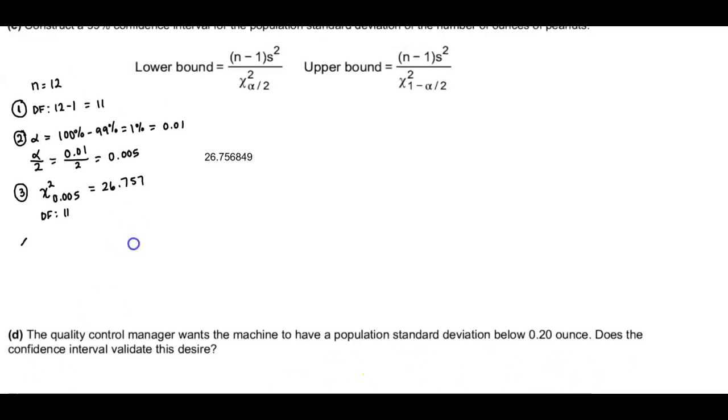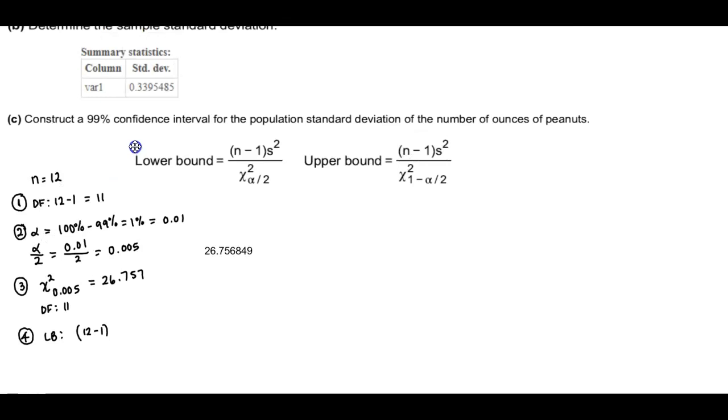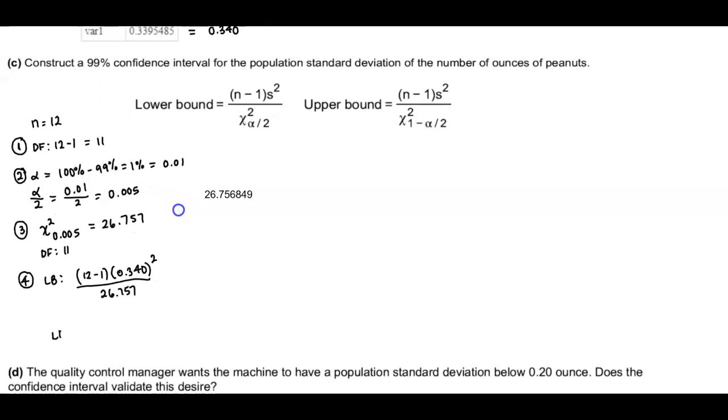Now let's find the lower bound. The lower bound is going to equal the value of n, which is 12, minus 1, times the standard deviation we have up here, which we can round to 0.340. So we take 0.340, square it, and then divide that by the critical value of 26.757. Therefore our lower bound is approximately 0.047.